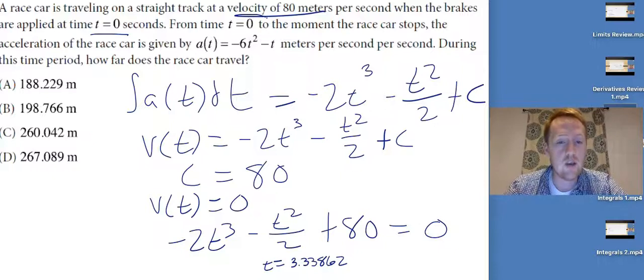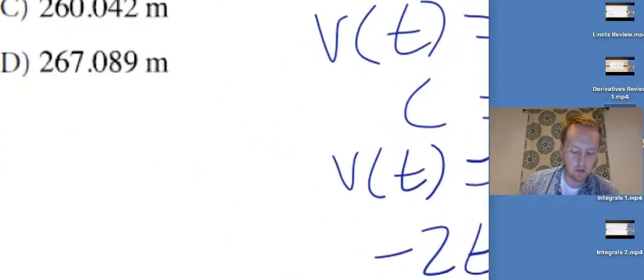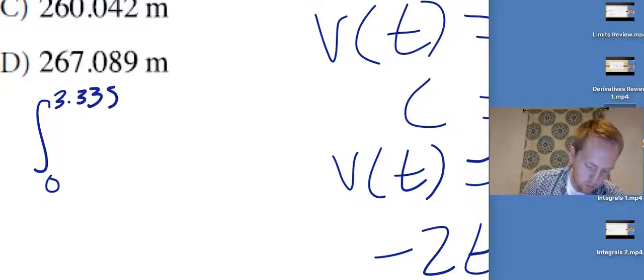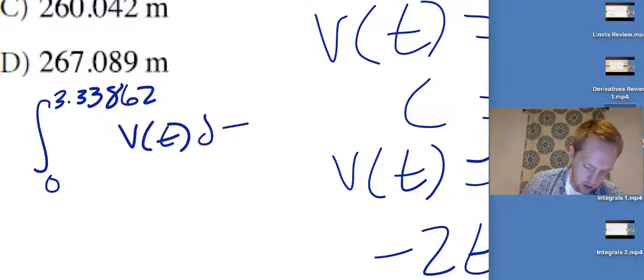So then what I need to do now is integrate from 0 to that time the velocity function that we've got. I'm just going to write right here, it's 0 to 3.33862 of the velocity function, and that ends up giving you 198.766.